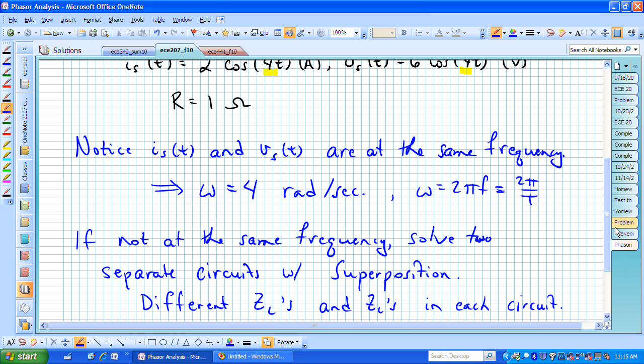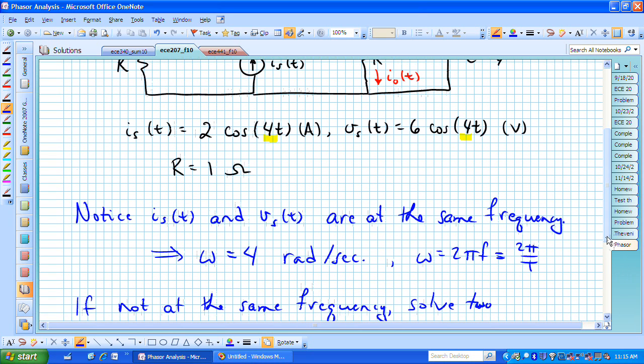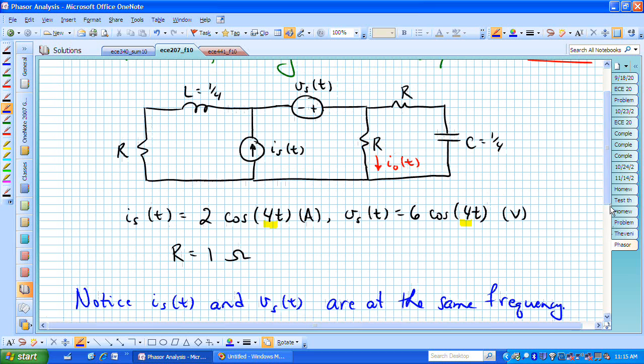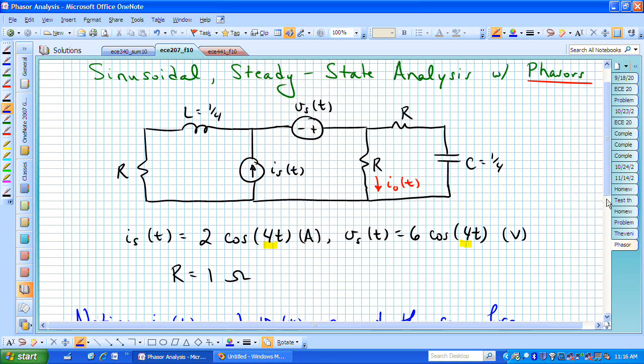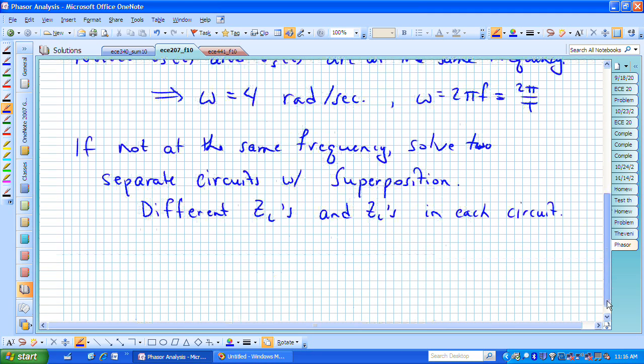In this particular problem, we don't have to do that because our frequencies are both at 4 radians per second. What we're wanting to do in this problem, and note that R is the same in all three places, R is 1 ohm. The inductance is 1/4 henry, the capacitance is 1/4 farad. We are wanting to find I sub 0 of t in the sinusoidal steady state.